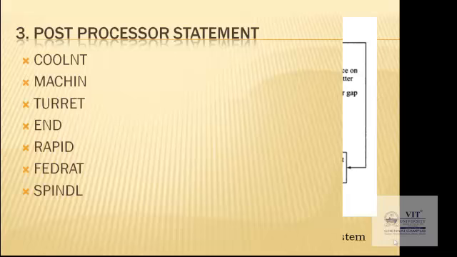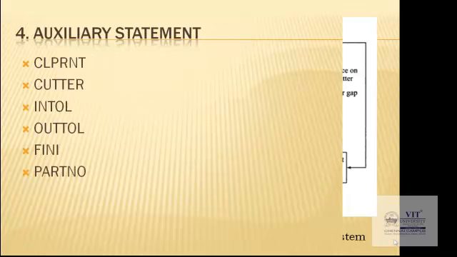In milling, tool head or tool post is on. End of the statement. Rapid in the sense of rapid movement. Feed rate, you can fix the feed rate here. Spindle speed, that is spindle rotation, either clockwise or counterclockwise, and spindle speed you can set. So these are some post processing statements. And the next one is the auxiliary statement.